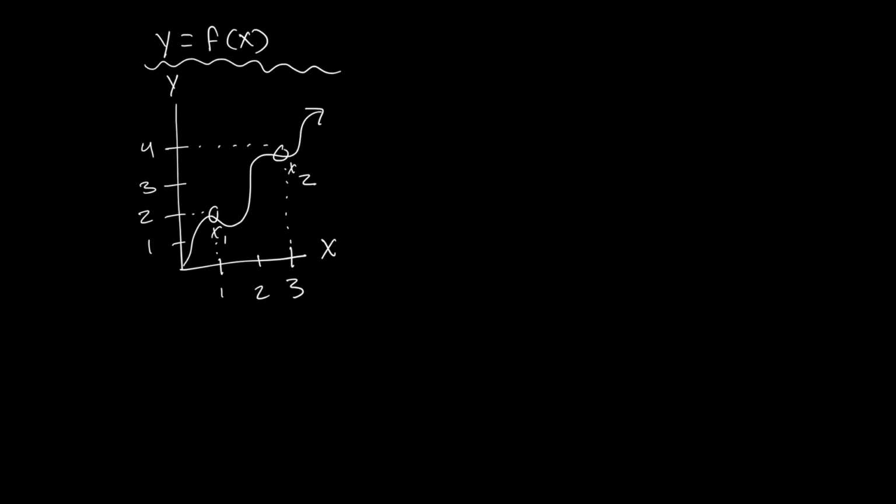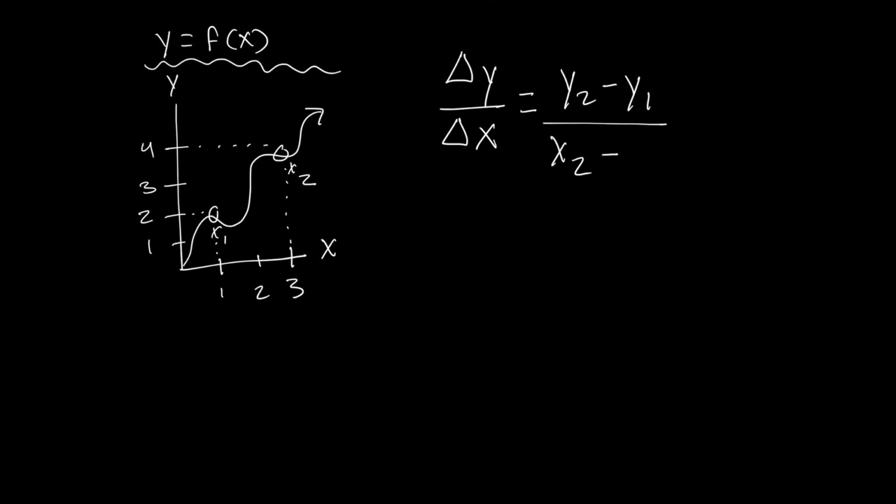A moving body's average speed during an interval of time is found by dividing the distance traveled by the time it took. This can be represented by the equation delta y over delta x, or change in y over change in x, which expanded is y sub 2 minus y sub 1 over x sub 2 minus x sub 1.